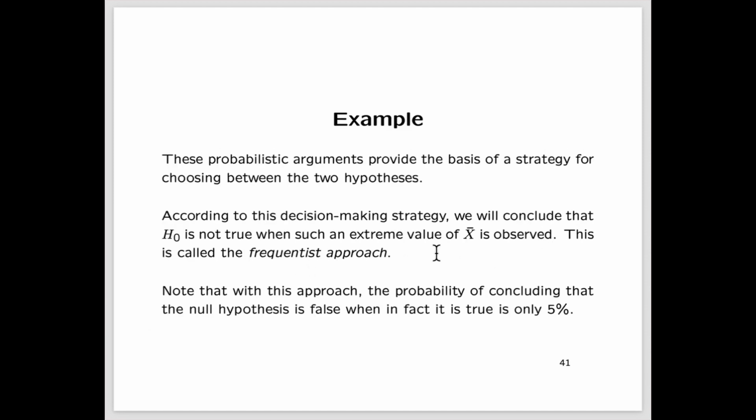Now, this strategy is called the frequentist approach, and is the basis for frequentist statistics. Note that with this approach, the probability of concluding that the null hypothesis is false when in fact it's true is only 5%.